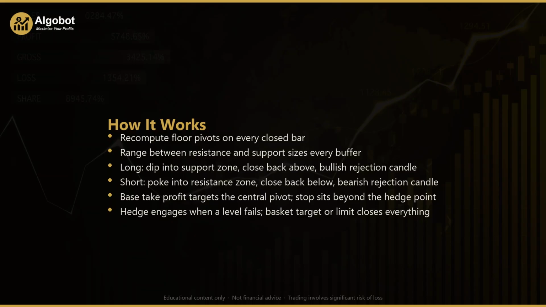Finally, basket money management governs the exit while any exposure is held. If the combined floating profit reaches the basket target, everything closes together. If the combined floating loss reaches the basket limit, the strategy flattens completely, capping risk. This is educational information only, and not a recommendation.